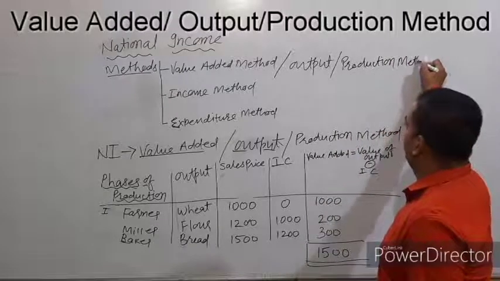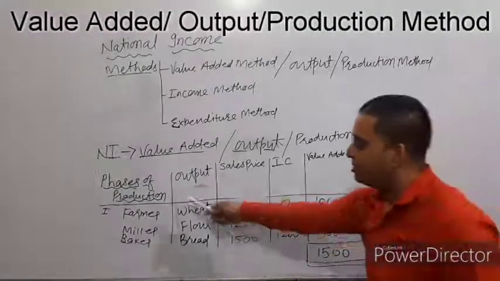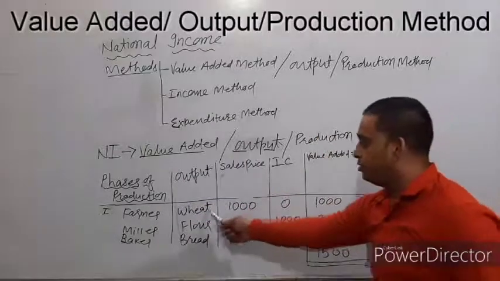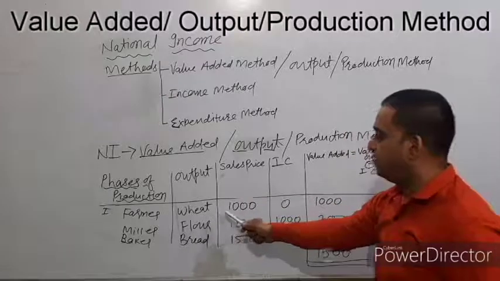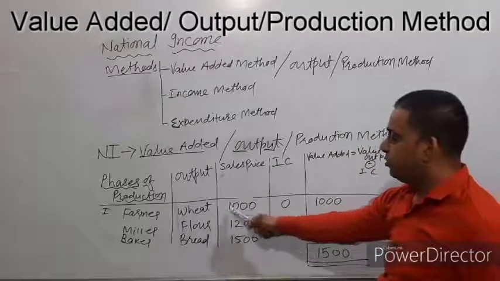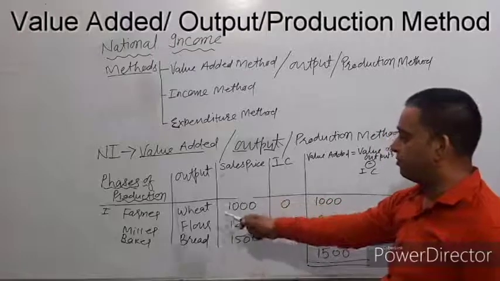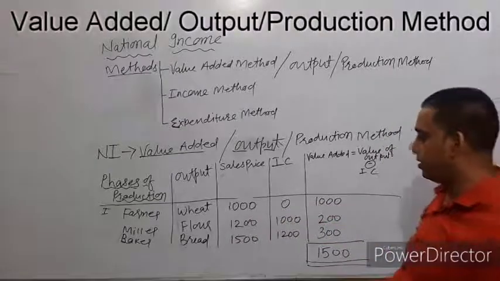Production method. For example, here are the phases of production. Here is a farmer. The farmer produces wheat. What is the output? Wheat. And he sells wheat to the miller for 1000 rupees. What is the sales price of the farmer? He wants to sell his product for 1000 rupees.